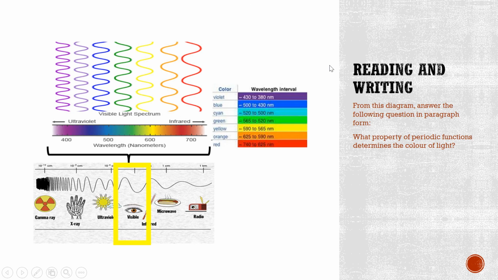Okay, for the reading and writing task, I want you to look at this diagram. So this diagram has a bunch of different wavelengths of light. What property of the periodic functions that we've talked about in this lesson affect the color?